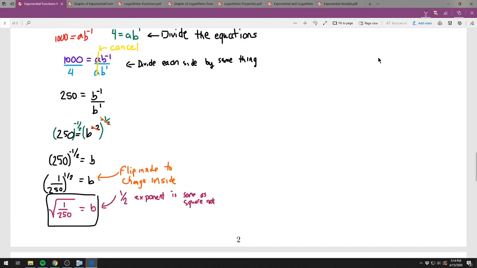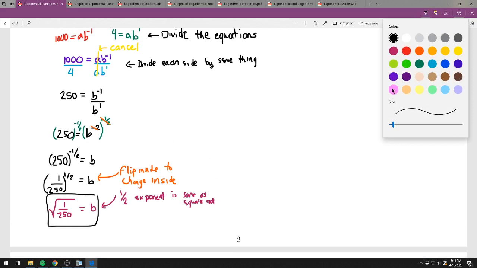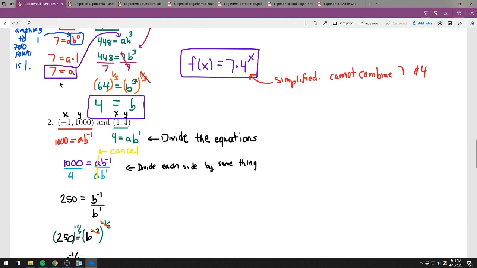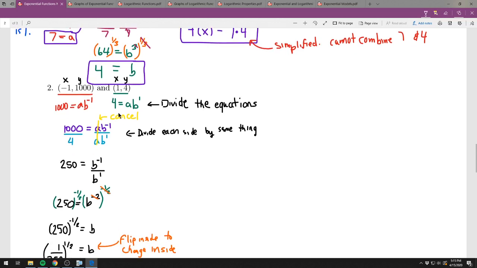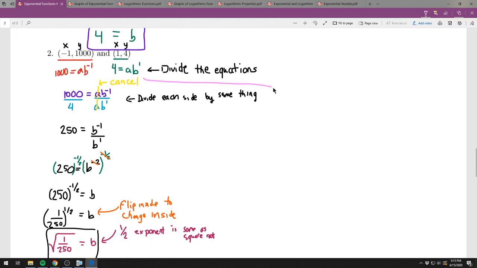All right, so once we figured out b, we do the same thing as last time. Last time we found a first because we were lucky. This time we found b first. It doesn't really matter. What we do is we take either one of our equations. I'm going to use this one on the left because the numbers are better. 4 equals a times b, and plug in what we got for b, which we got square root of 1 over 250. I'm going to plug that in to get a.